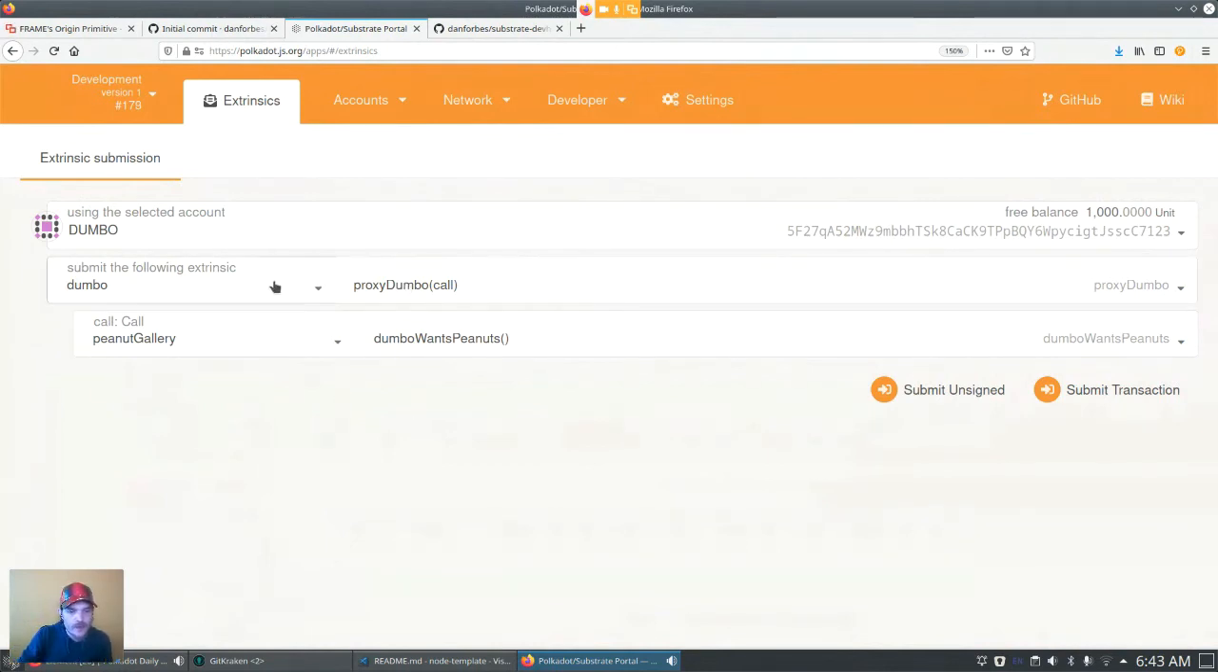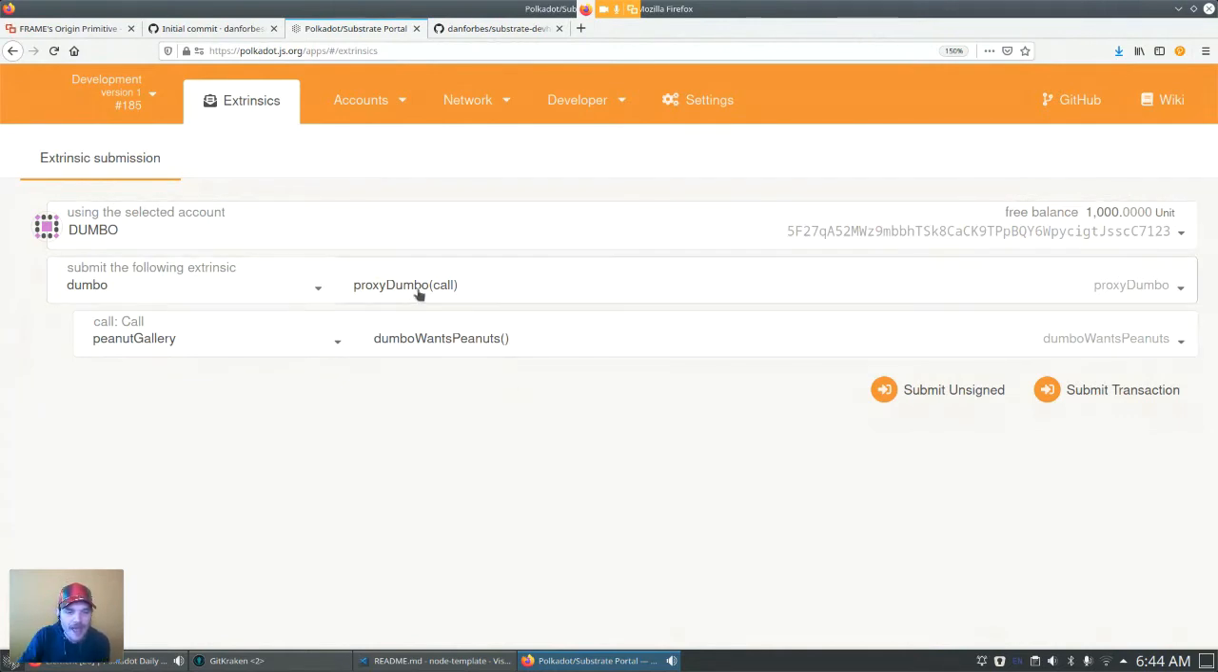And so the method that I'm invoking is defined on the Dumbo module, the Dumbo palette, and the function is called proxy Dumbo, and it takes as its argument a function, another function with its own set of arguments. So what I'm saying is I want to call the proxy Dumbo call, and I want to call from it this peanut gallery function and tell people that Dumbo wants peanuts.